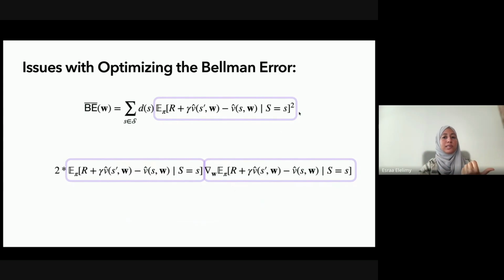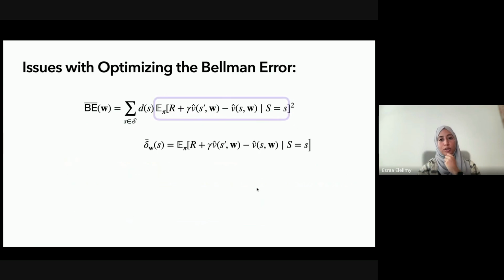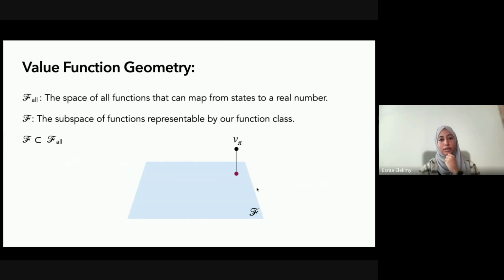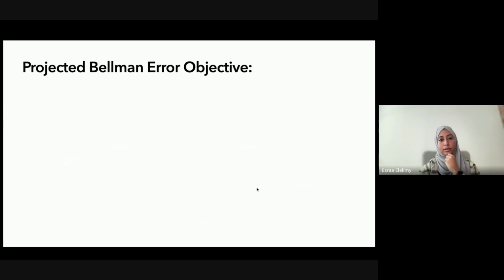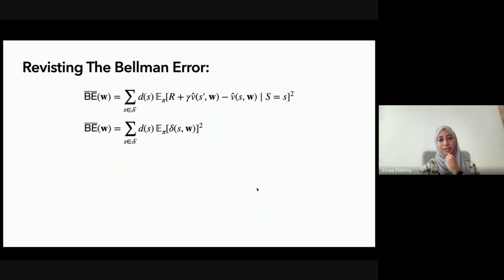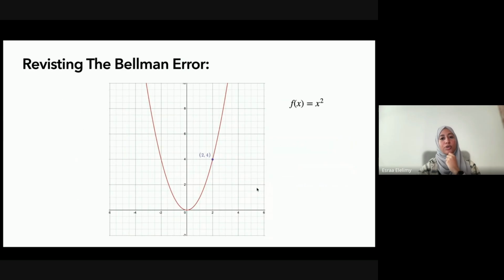One thing we can do is get rid of this square, basically. Because if we get rid of this square, we will not have two expectations when we take the gradient. And then the question becomes, how can we get rid of this square? So that's why we talk a little bit of a detour.